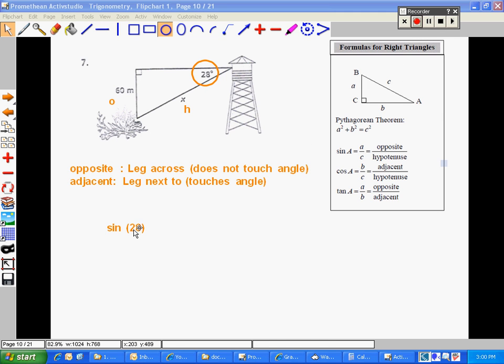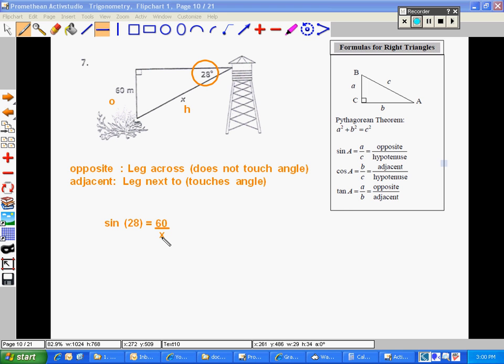So I know it's sine 28, but now the second reason I use my formula sheet, number 2, is to decide which goes on top. Does the 60 go on top or the x? Well, it says the opposite side goes on top, so that means the 60 goes on top and the x goes on the denominator. So here's my ratio. Sine 28 equals 60 divided by x.